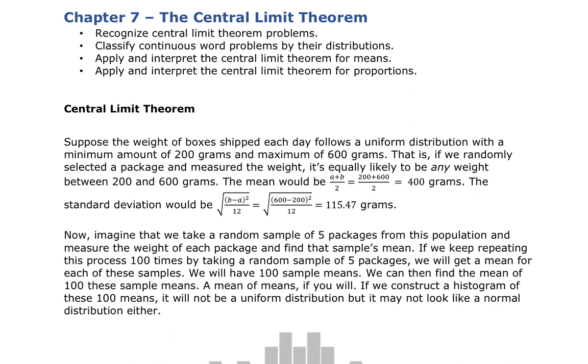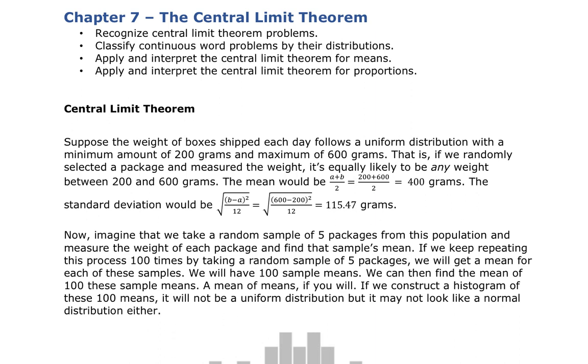a day. And the shipment follows a uniform distribution. That means that when we're talking about a uniform distribution, the probability of this happening versus the probability of this happening should be the same. They're equally as likely. So the boxes that we are shipping is between 200 and 600 grams. If we randomly select a package, we know that it's equally as likely, because of the uniform distribution, that the weight will be 200, 600, or anywhere in between.